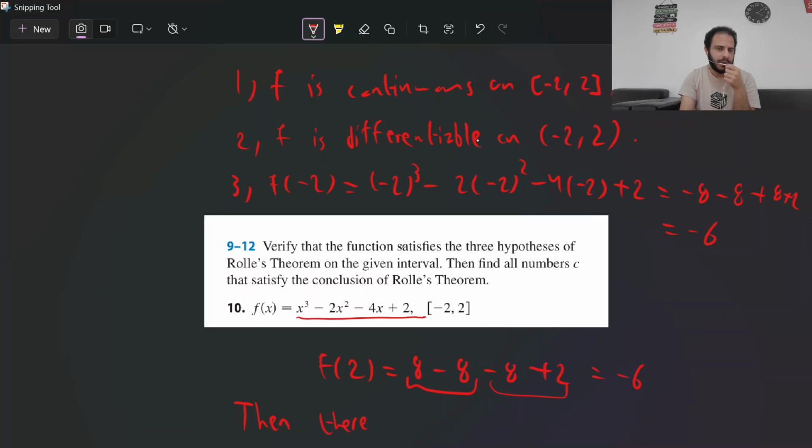You need to solve like this when you solve using Rolle's or mean value theorem. Mean value theorem just the first two, okay? If you are dealing with mean value theorem. For Rolle's theorem, you also need the 3, okay? So let's continue. Then there is C in the open interval -2 to 2, such that f prime of C equals 0, right?